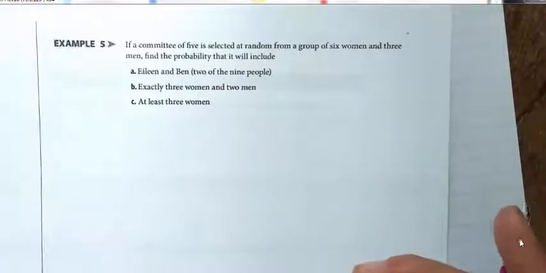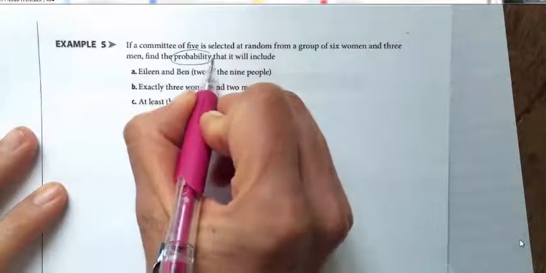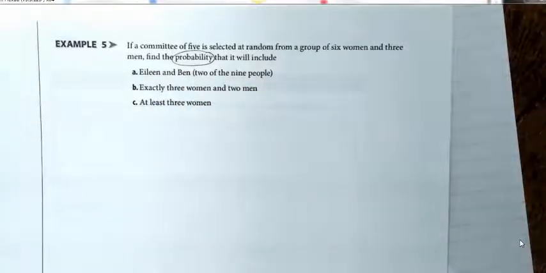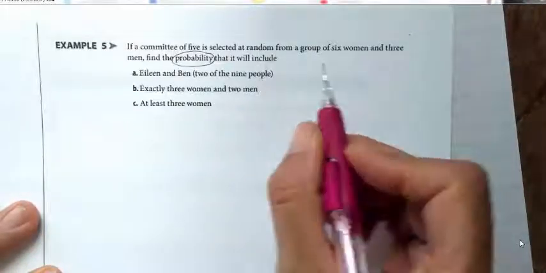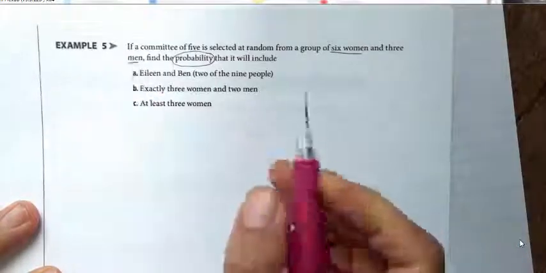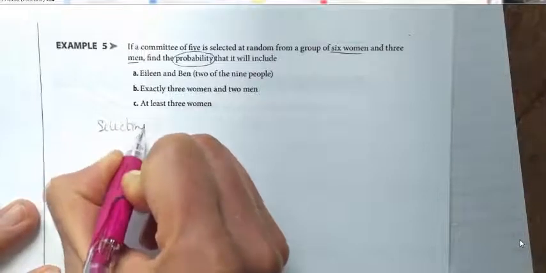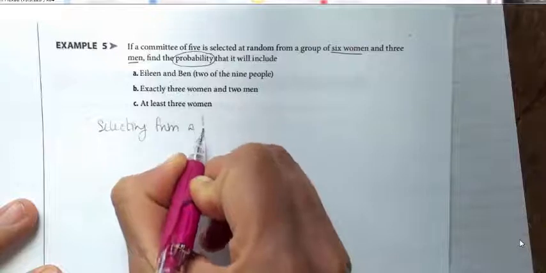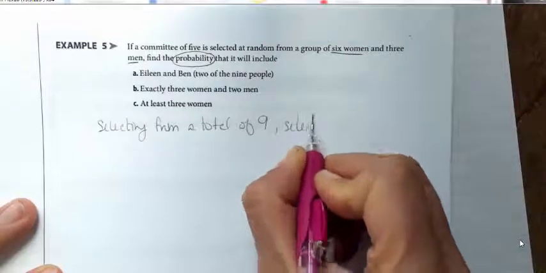All right. Example 5. If a committee of 5 is selected at random from a group of 6 women and 3 men, find the probability that it will include. So now we're talking about probability. So that means I need to have the number of favorable outcomes out of all the total outcomes. All right, so let me just see what we were doing here. So we've got 6 women and 3 men. So I've got a total of 9, right? So selecting from a total of 9, just writing myself some notes here. And I'm selecting 5.